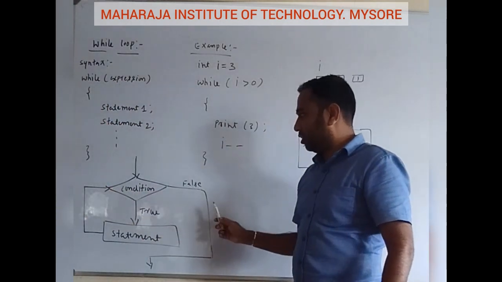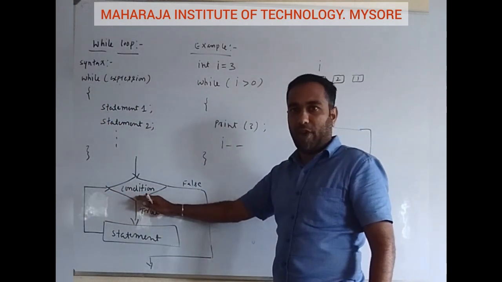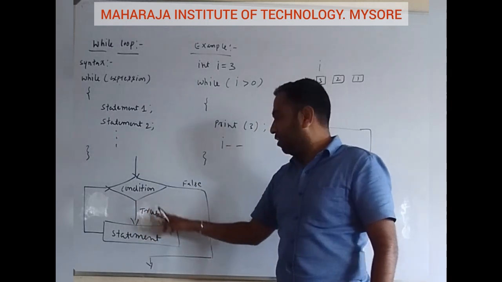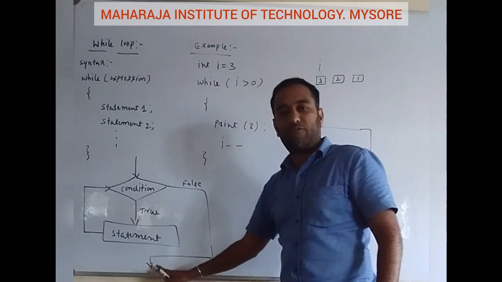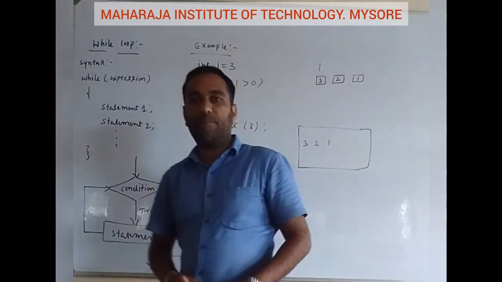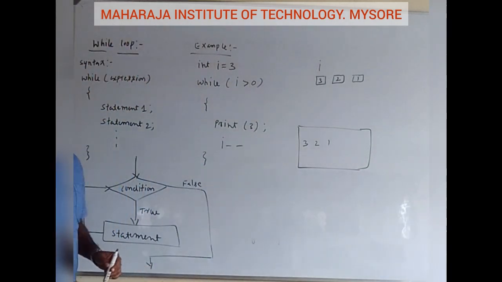So this is the flow chart. Here we write the condition using the while loop. If the condition is true, then it will execute the statement. If the condition is false, it will come out of the loop. This is the flow chart of the while loop. Let us consider a simple example using the while loop.